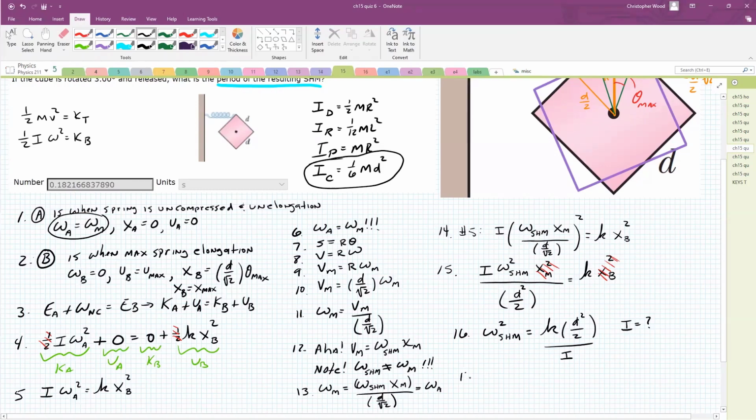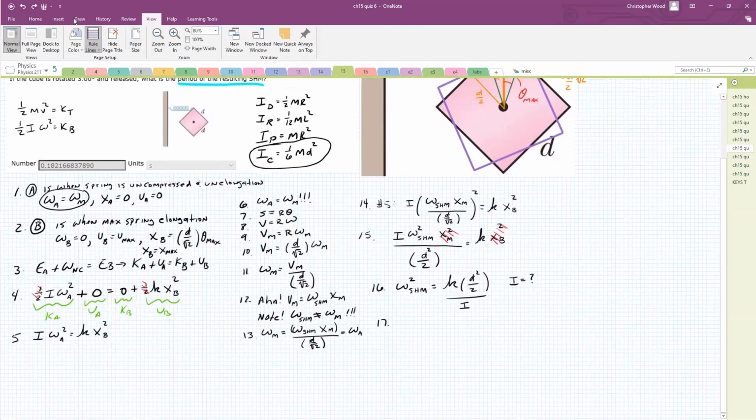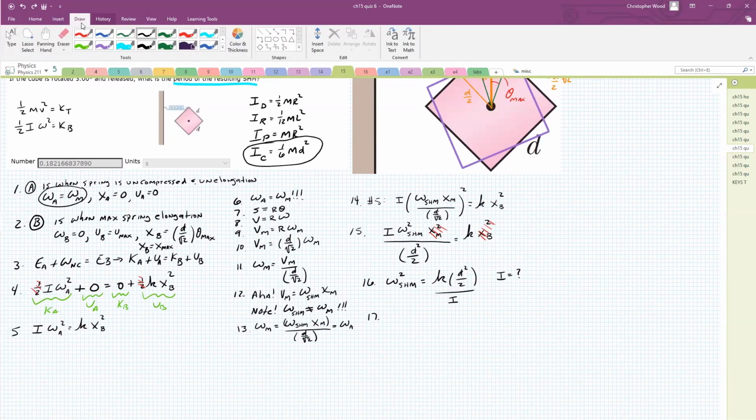All right, so number 17. Omega SHM squared. Let me back up. Let me make more space. Okay. Omega SHM squared equals K times D squared over 2 over I, and I is 1/6 md squared.